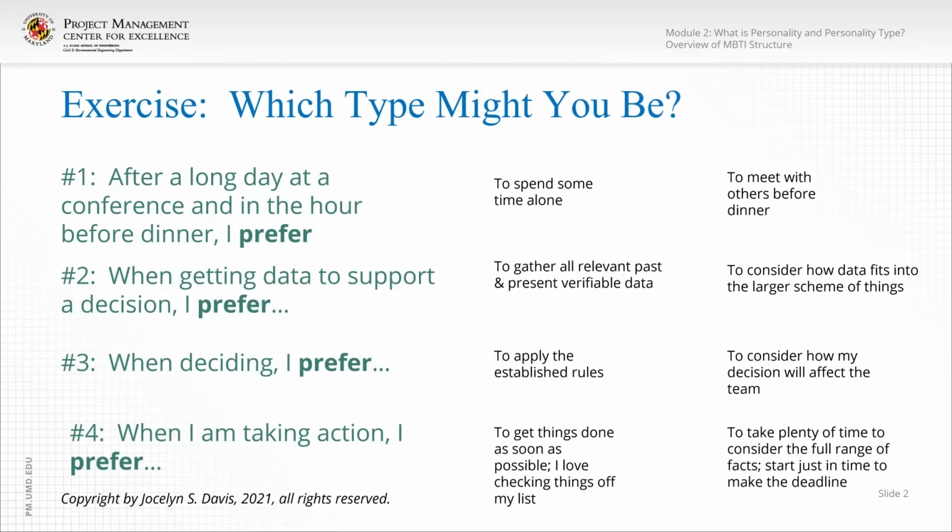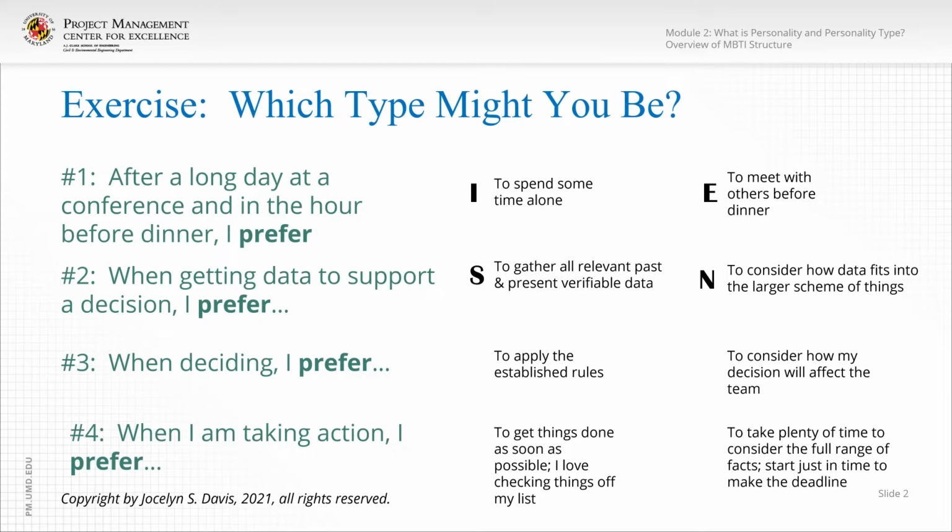Okay. Let's go back and see what type you might be. If you chose for number 1 to spend some time alone, you might be an introvert. If, on the other hand, you chose to meet with others before dinner, you might be an extrovert. For number 2, in terms of getting data to support a decision, if you like to gather all the relevant past and present verifiable data, you might be an S for sensing. And on the other hand, if you prefer to consider how the data fits into the larger scheme of things, you might be an N for intuition.